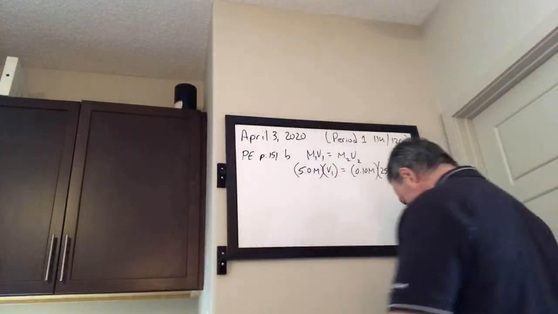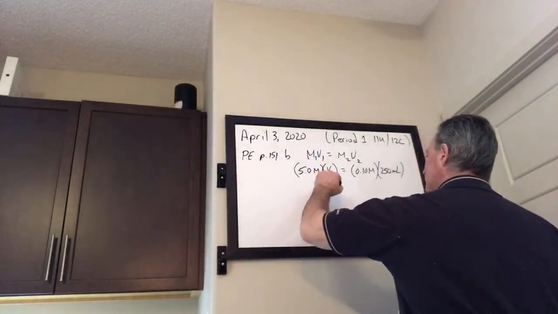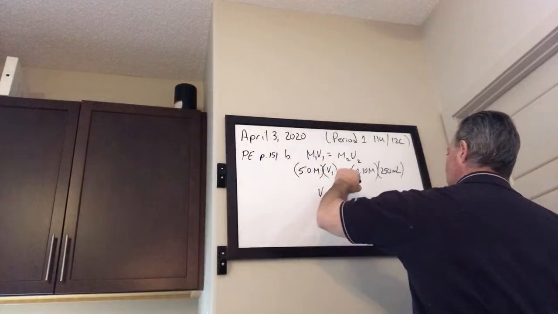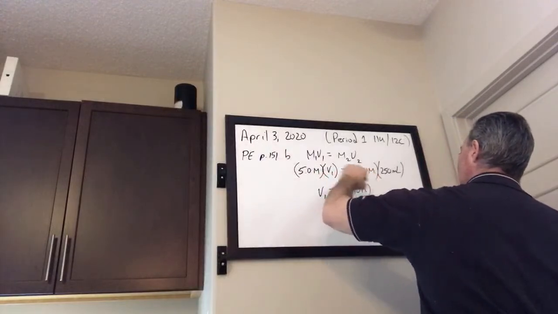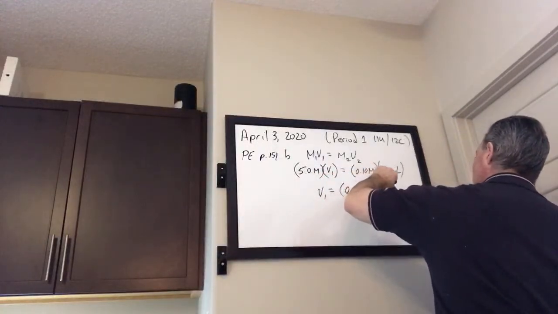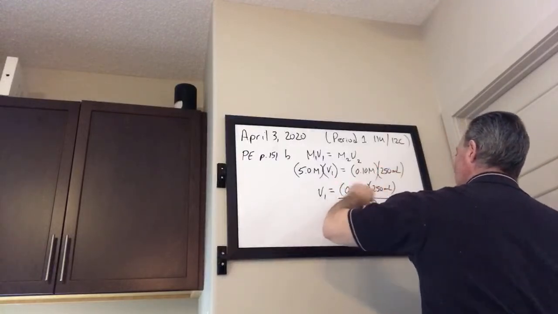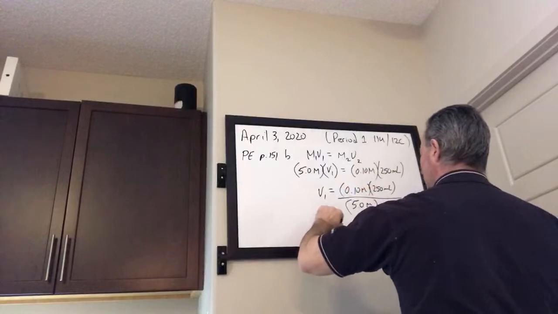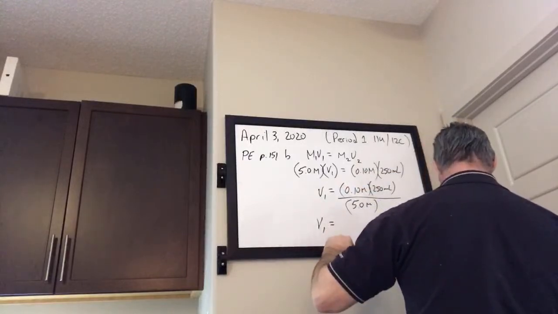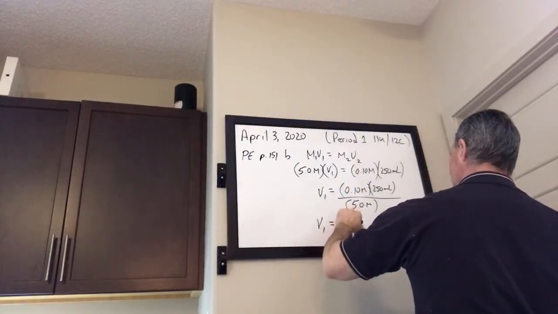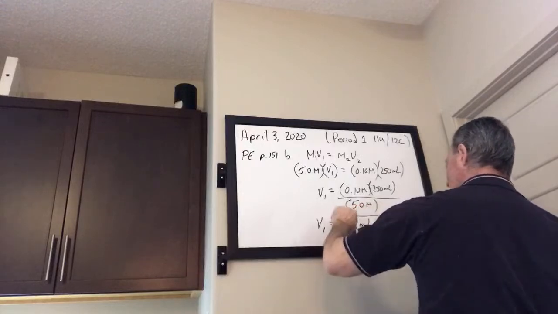Okay, so V1 is going to equal 0.1 molar times 250 milliliters divided by 5.0 molar. The volume ends up being 5 milliliters of the original stock solution.